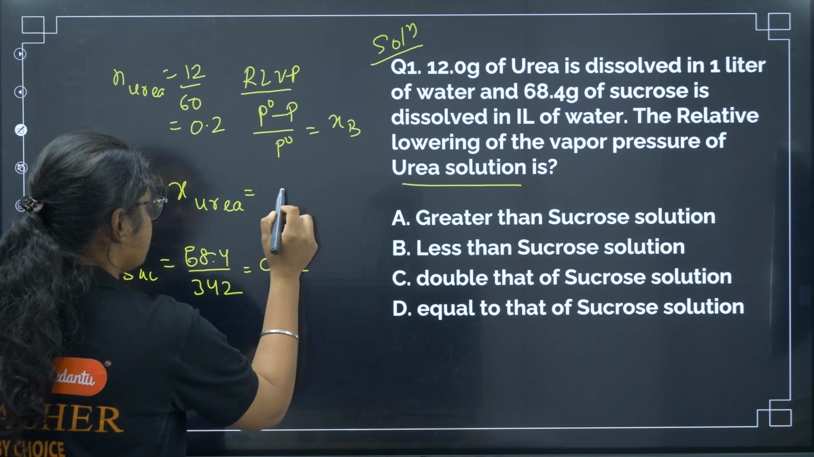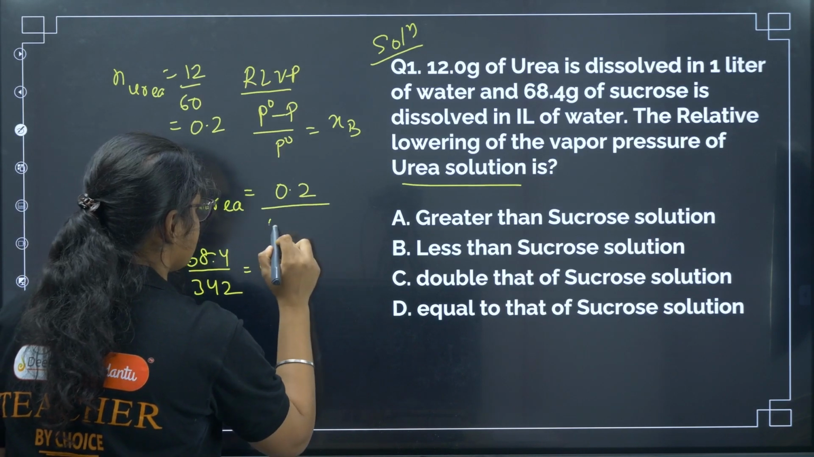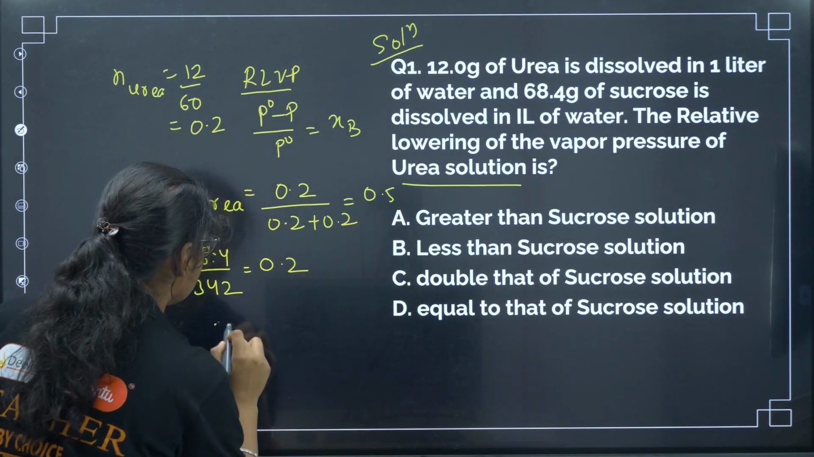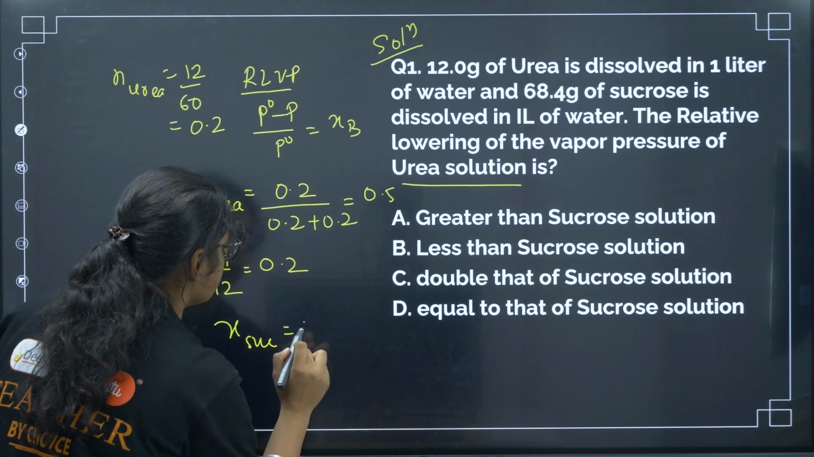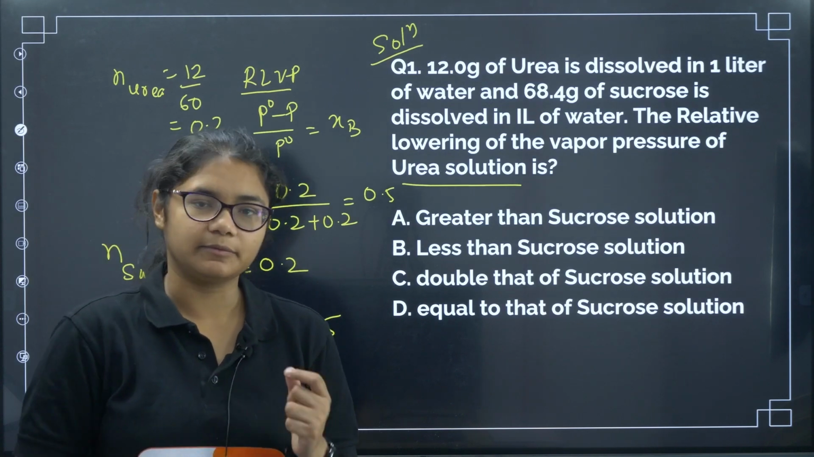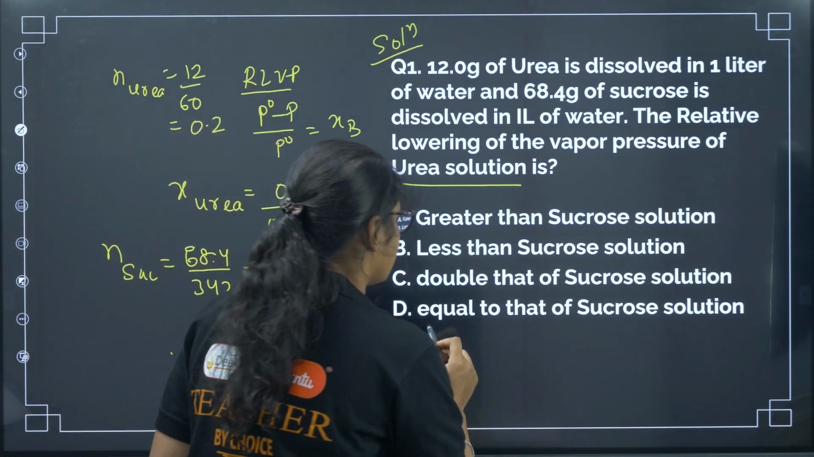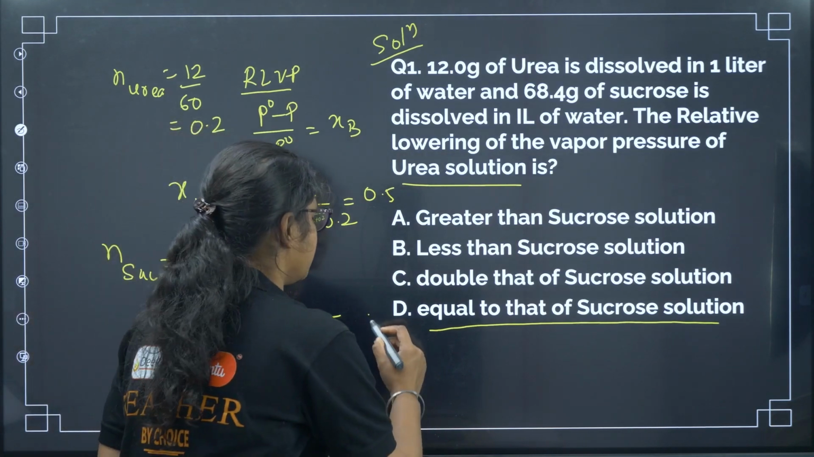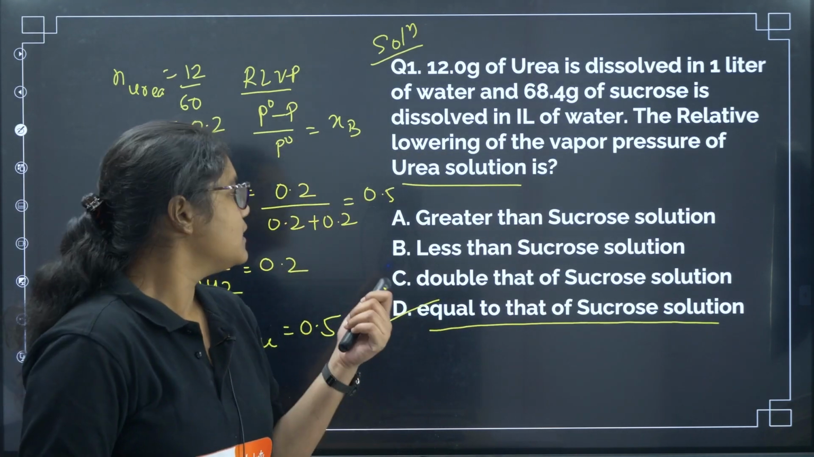So mole fraction of urea will be 0.2 by (0.2 plus 0.2), that is nothing but 0.5. Similarly, mole fraction of sucrose will also be equal to 0.5. If both the mole fractions are equal, the relative lowering of vapor pressure will also be the same. So the correct answer for this question is equal to that of the sucrose solution. Easy question. Next one.